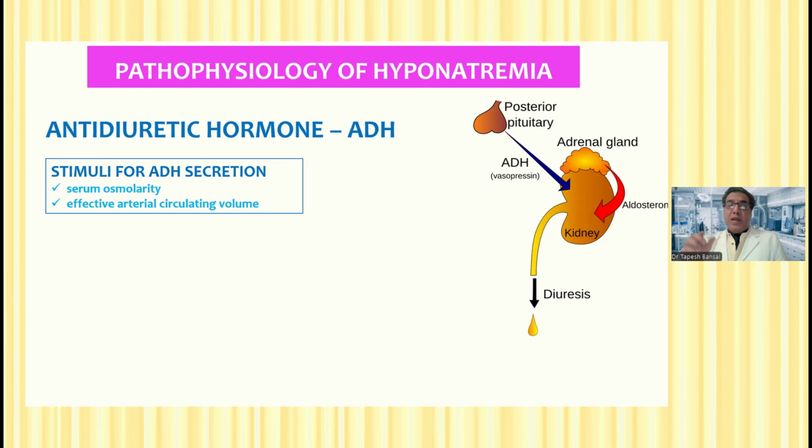If, for example, it is already hypoosmolar, serum osmolarity let's say 270, the appropriate response will be to shut off ADH, concentrate the urine less, and lead to diuresis. However, if the effective arterial circulating volume is low, the body has to maintain perfusion. So here ADH secretion will continue. In fact, it will be increased to retain water to maintain the effective arterial circulating volume.